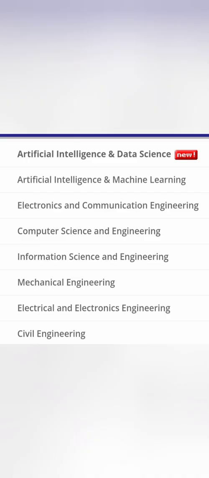So these are the course options which are available here. Traditional courses like computer science, information science, mechanical, electrical, civil, and ECE are already there. Last year, a new course was introduced called Artificial Intelligence and Machine Learning. And from this year, there will be another new course, Artificial Intelligence and Data Sciences. So a lot of good options from computer science related branches are available in this college, as well as electronics.